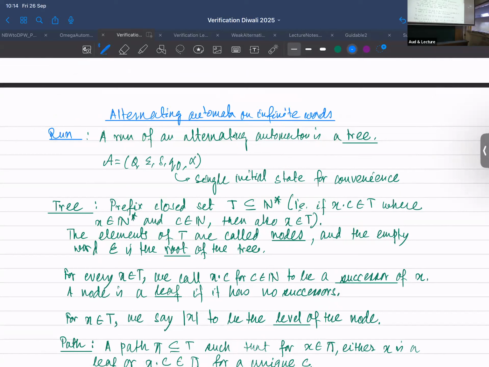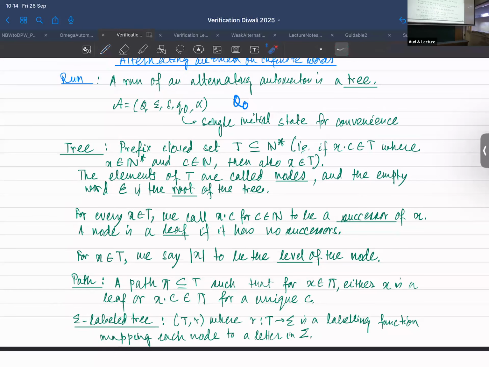And I said why we prefer to have a single initial state rather than multiple states. If you have the standard convention of a set of initial states Q0, there is a disjunction over the set of initial states. To avoid that, we have a single initial state, which is more general, and we can have a formula corresponding to that.